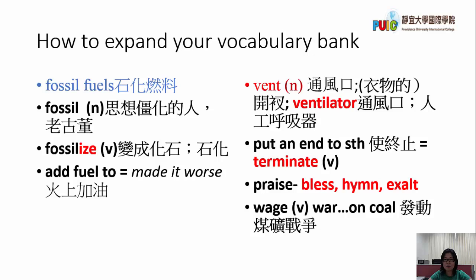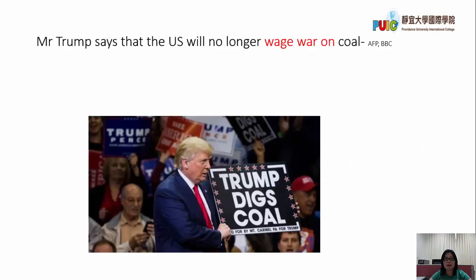wage 在这里当动词有发动的意思。那 wage war 就是指发动战争。On coal 就是指在这个煤矿的 wage war on coal 就是指发动煤矿的战争。The slide shows Mr. Trump says that the U.S. will no longer wage war on coal.